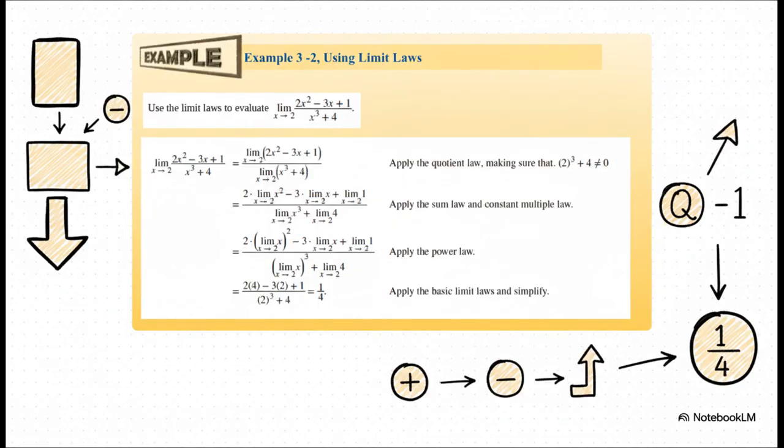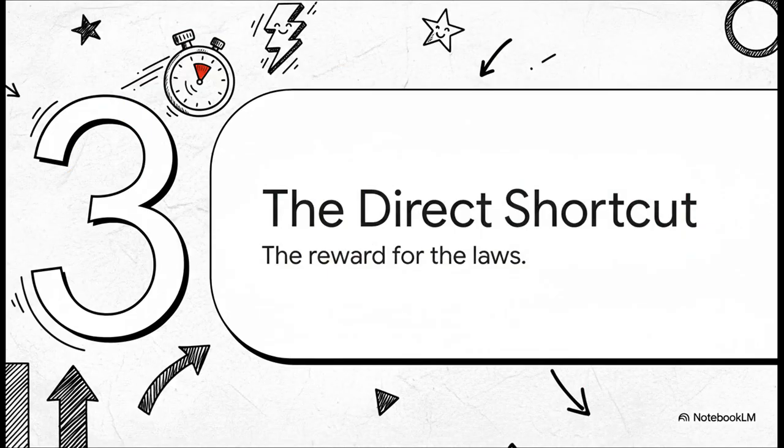Let's actually see how this works. We've got this rational function, right? First, we hit it with the quotient law to split the top from the bottom. Then, we use the sum and difference laws to break those parts down even more. Finally, the power law and our basic rules let us solve every little piece. We put it all back together, and we get our answer, 1/4. See? Systematic.